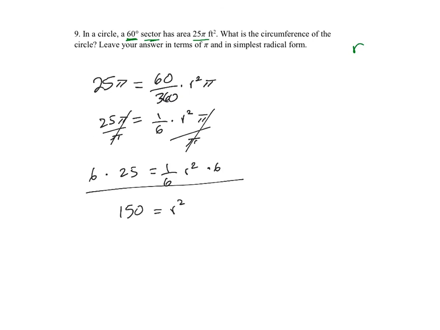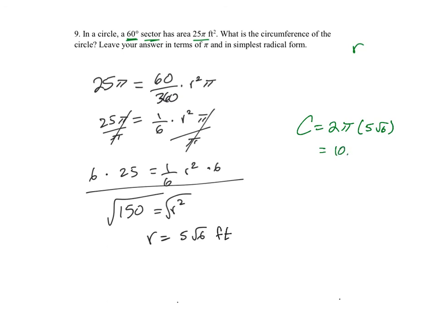Right? So if I take the square root on both sides, I have that R equals 5 square root of 6, right? Because 150, we just saw that this is 6 times 25, and the square root of 25 is just 5, so 5 square root of 6. So now that I know that my radius is 5 square root of 6, I need to find my circumference. So my circumference is 2 times pi times 5 square root of 6. So that means that this is 10 pi square root of 6 feet.